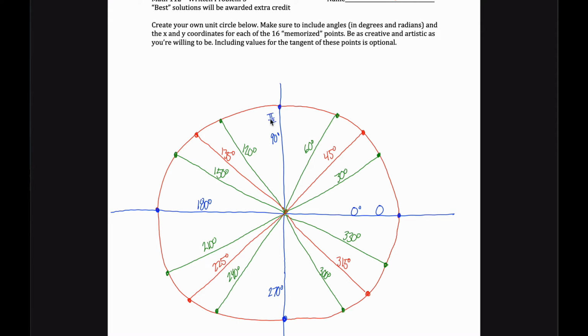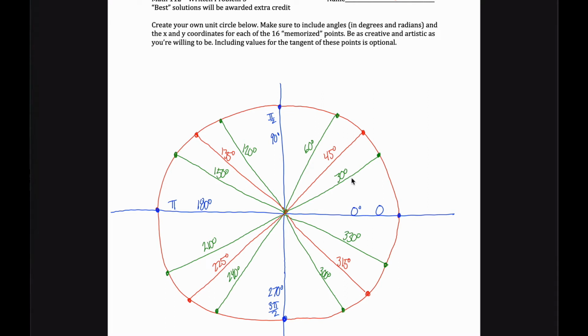Adding another pi over 2 to pi over 2 gives me 2 pi over 2, in other words, pi. Adding another pi over 2 gives me 3 pi over 2. And a nice built-in check: if I added one more pi over 2, I'd have 4 pi over 2, which is just 2 pi, which is one lap around the circle. Now that I have those, I can fill in the points in green.